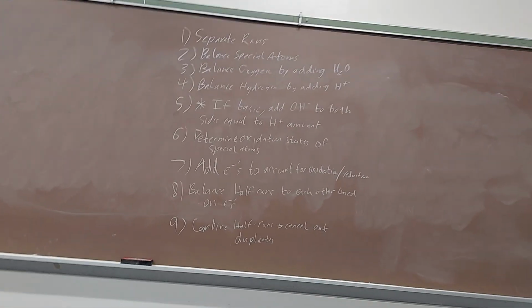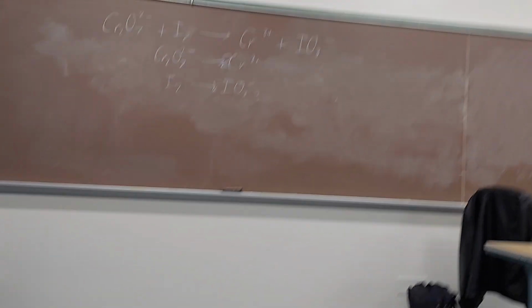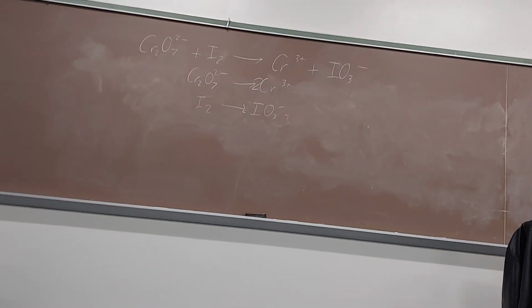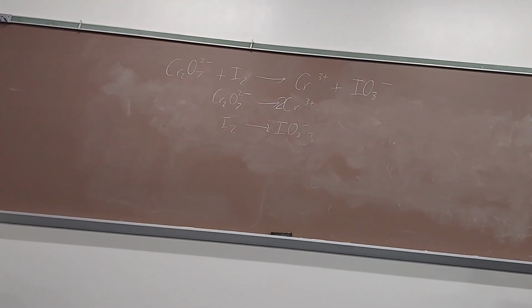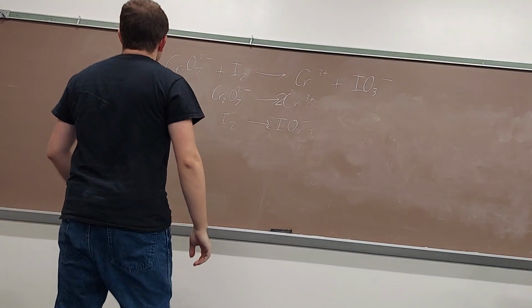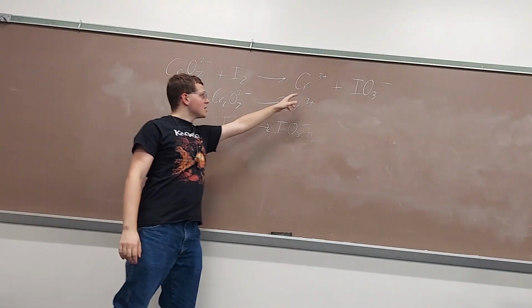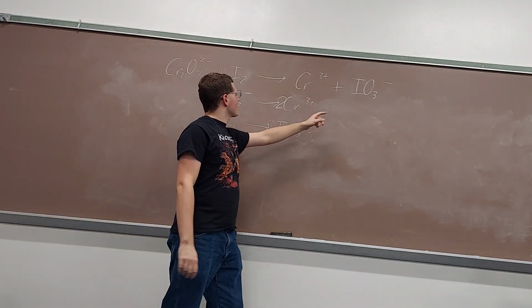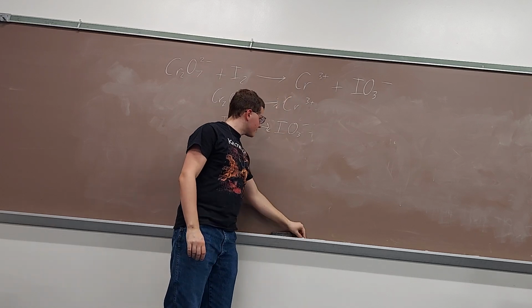All right? Now I'm going to take you over to the other side of the room, set you down on this table, and I'm going to go through an example from the discussion, okay? Let's balance this. So we have Cr2O7 2 minus, plus I2 gives us Cr3 plus and IO3 minus. Let's lift that up.